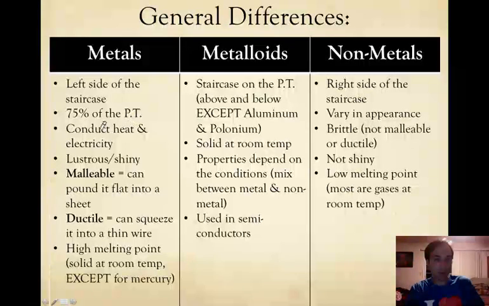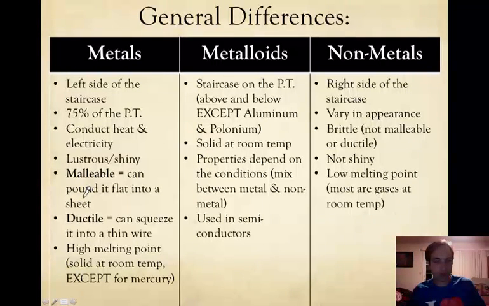They have the ability to conduct heat and electricity. They are shiny. Fancy word for that is lustrous. And then they have two kind of special properties. So the first property is they are malleable, meaning we can pound them flat into a sheet. So think of like sheet metal or thin sheets of like gold, things like that.